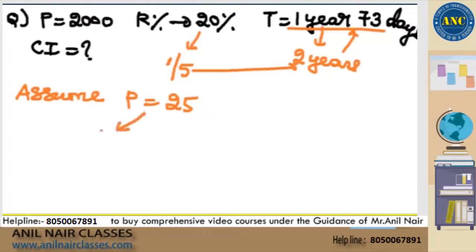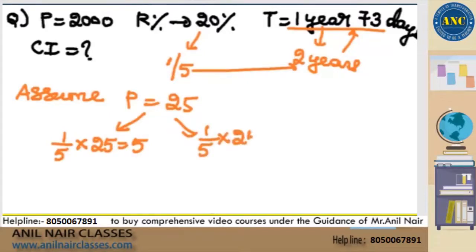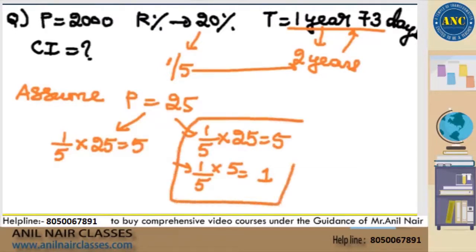First year, listen carefully, sir. 1 by 5 into 25. I want everybody to listen carefully, sir. It is 5. Second year, it is again 1 by 5 into 25, it is 5. Second year, it will also have interest on interest. Previous year interest is 5. On that one, rate of interest is 1 by 5. 1 by 5 into 5 is 1. Now, this is for second year.